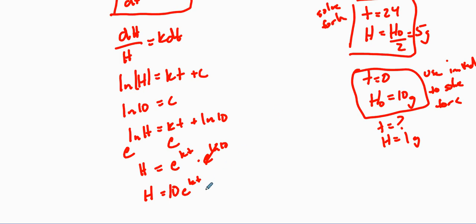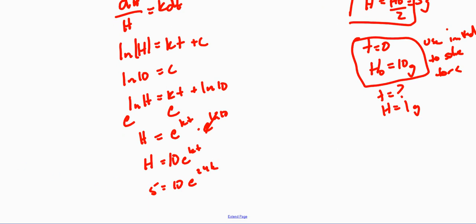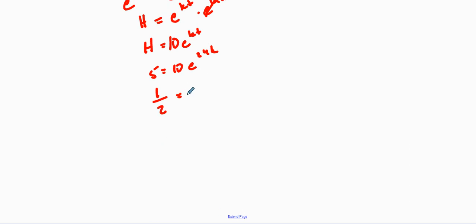Okay, so right here, I'll plug in my values. What we got right there is going to be 5 grams. That equals 10 e to the 24K. So we have 1/2 equals e to the 24K, and then we'll natural log both sides. So natural log of 1/2 divided by 24 is going to equal K.